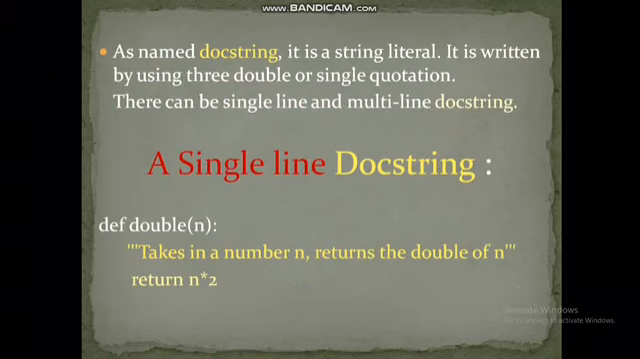As named, docstring is a string literal. It is written by using 3 double or single quotation. There can be single line and multi-line docstring. Here, as you can see, is a single line docstring. The docstring comment here is: takes in a number n, returns the double of n. As you can see, the docstring comment is written just under the definition of the function called double.